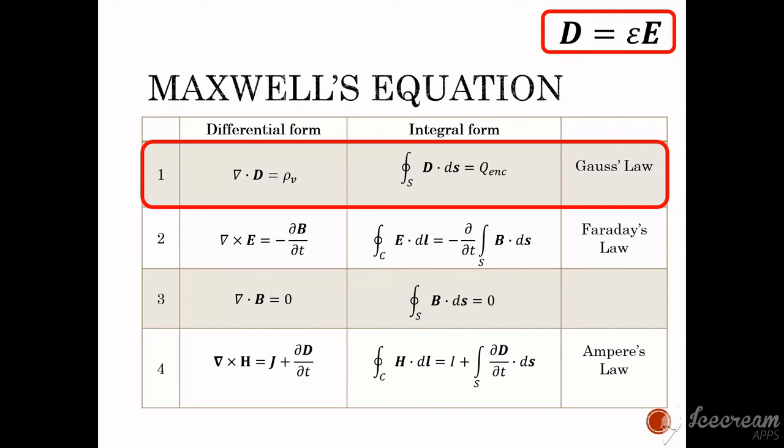So here we have this one. The first equation of the Maxwell equations is from the Gauss law. Here we have the differential form, and here we have the integral form. Also remember that the relation between the electric flux density D and electric field is given by this equation, where this one is the permittivity of material.